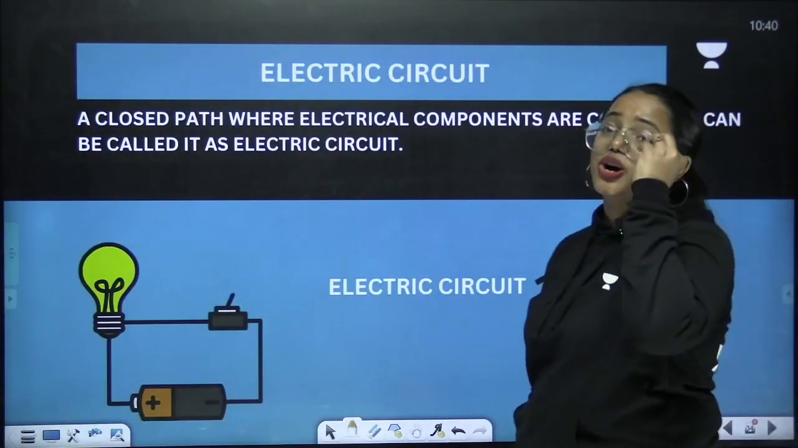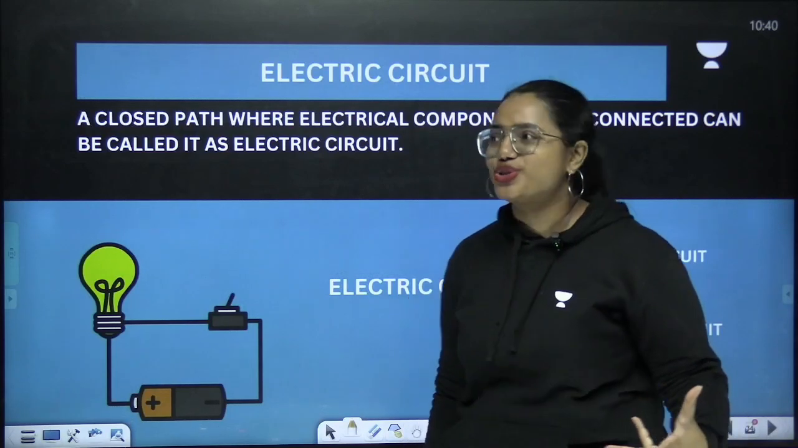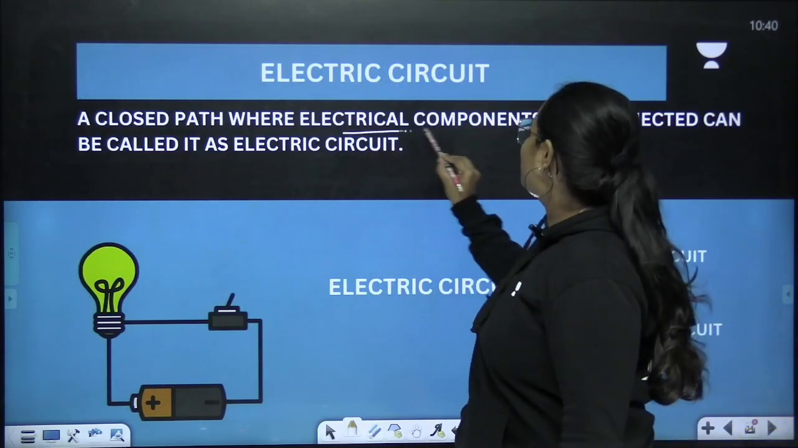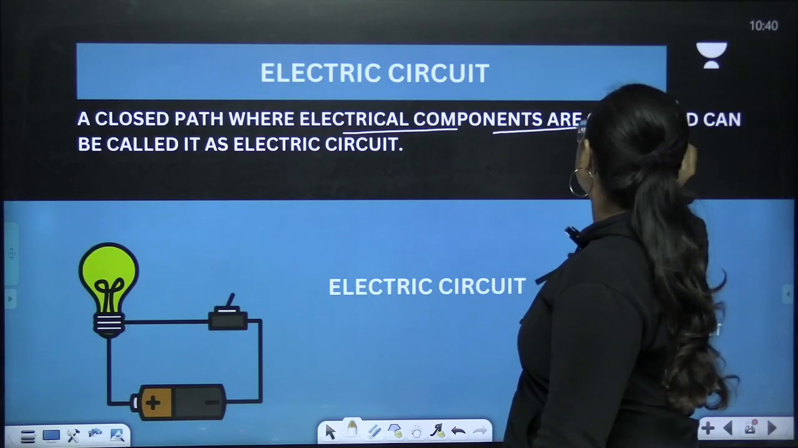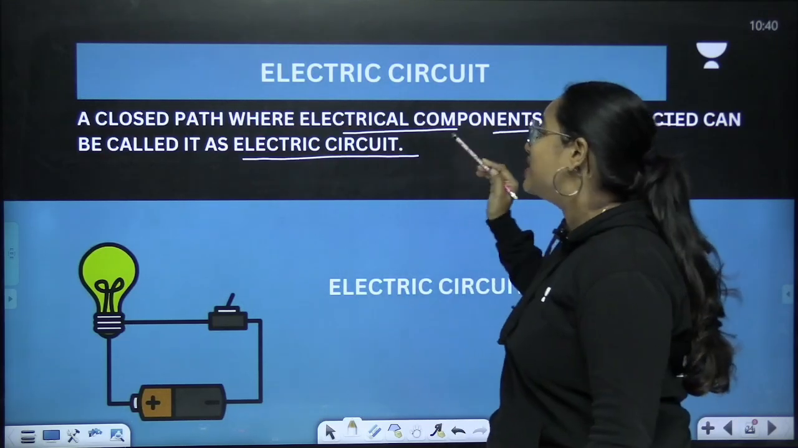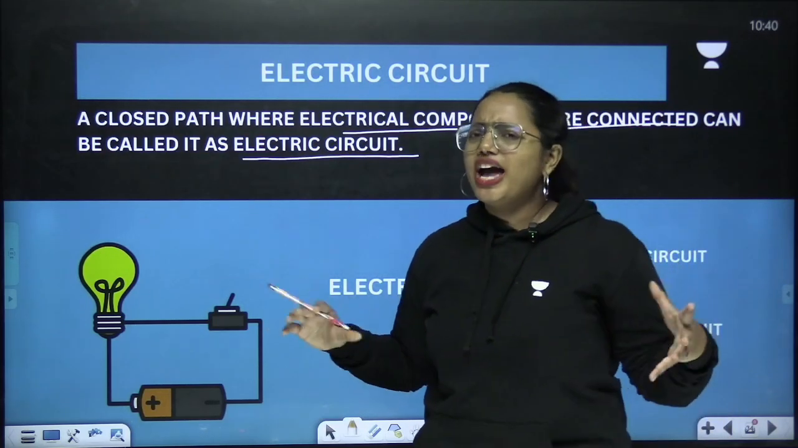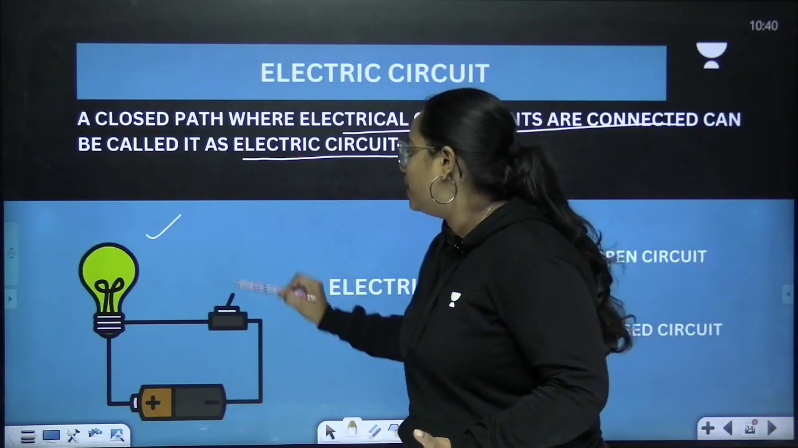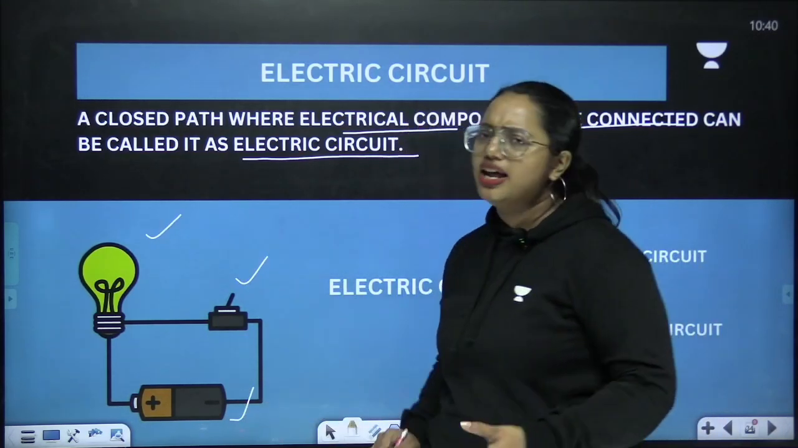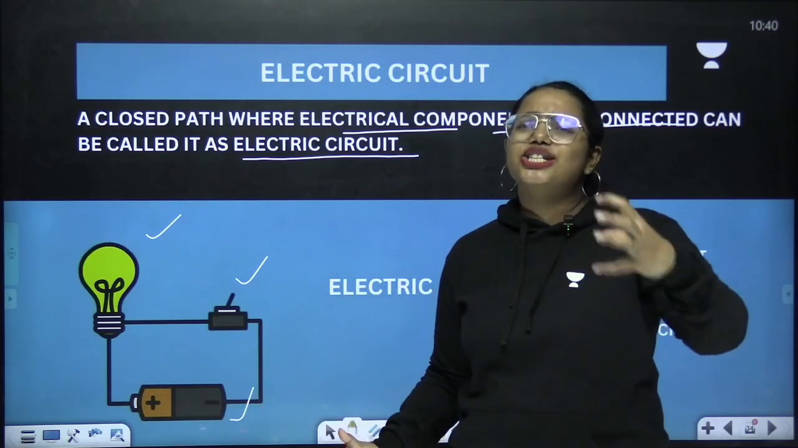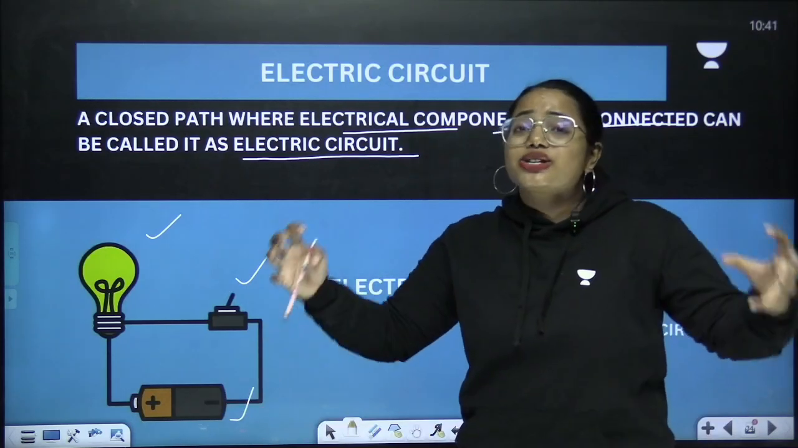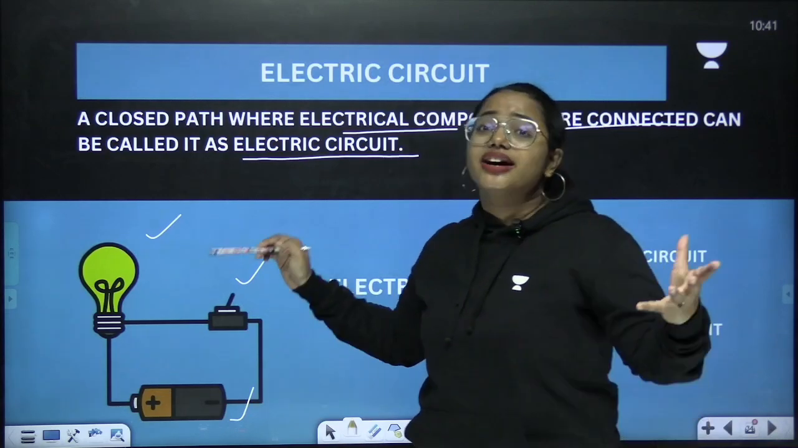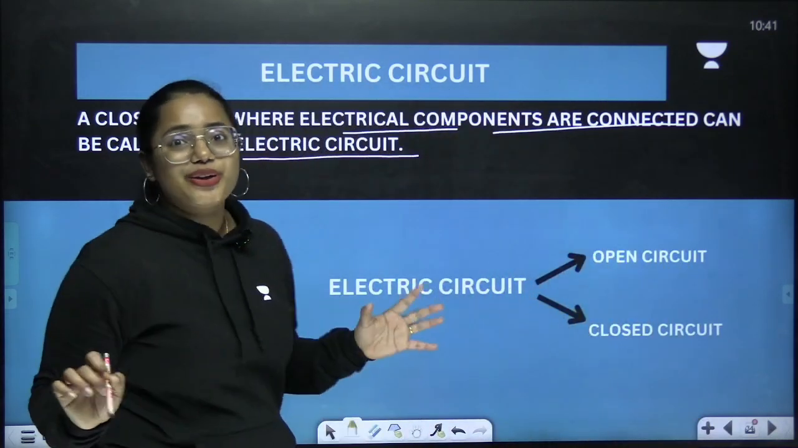And now we are going to talk about electric circuit. Oh, that is a very, very important one, right? A closed path where electrical components are connected can be called an electrical circuit. So we have learned different types of electrical components, right? For example, bulb, then switch, then the cell. These are considered various electrical components. So these components can be connected with wires to create a circuit like this. Are you getting my point?